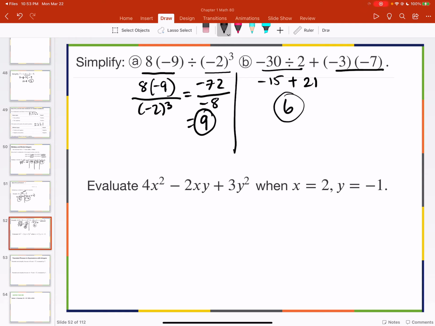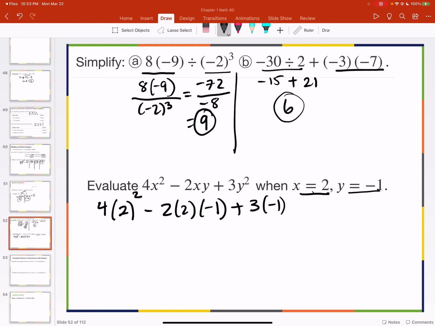Okay, and then let's do an evaluation problem where you plug in 2 for x and -1 for y. So we're basically having 4 times, instead of x, we're going to put a 2 in parentheses squared, minus 2 times, instead of x, I put a 2, instead of y, I put a -1, plus 3 times -1 squared. Okay, so let's figure that out. This is going to be 16, because 2 squared is 4, 4 times 4 is 16, minus, or plus, right? 2 times 2 is 4 times -1. This negative times this negative makes it a positive 4. And then plus -1 squared is just positive 1 times 3, so plus 3. Final answer, 23.